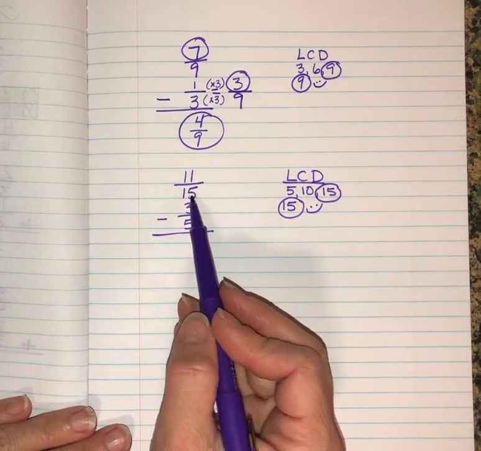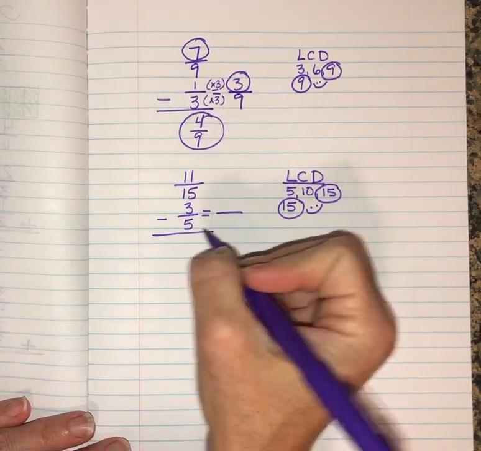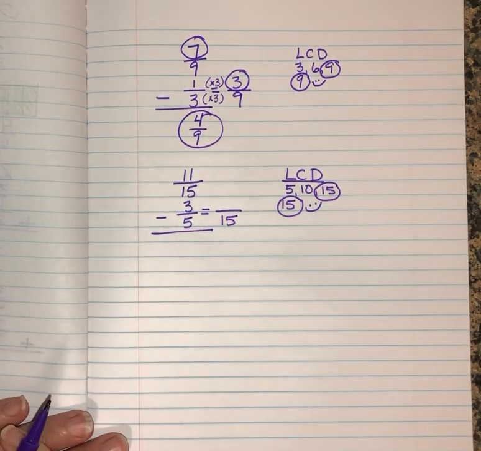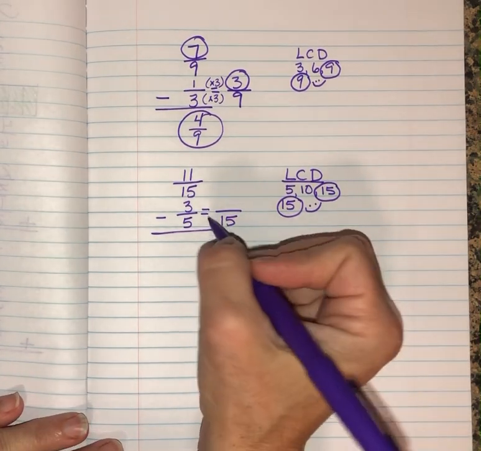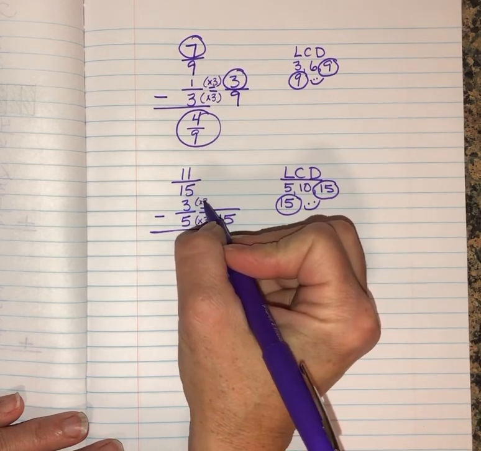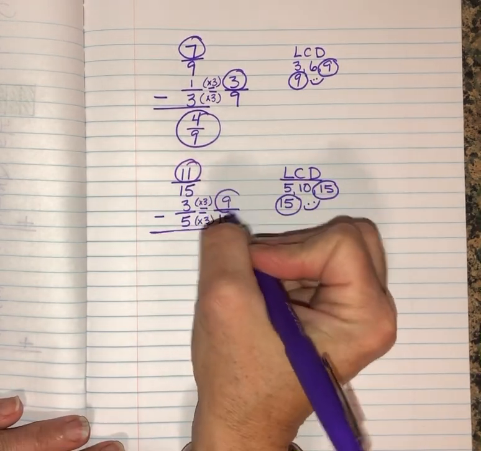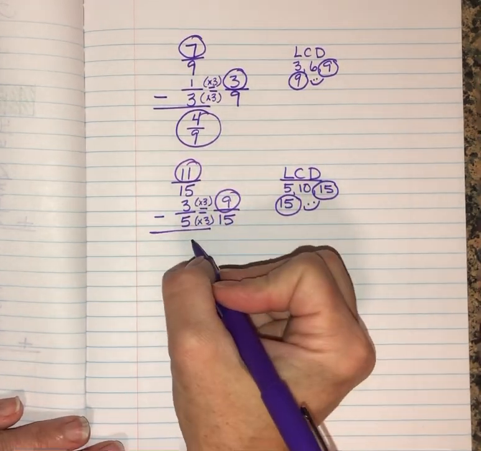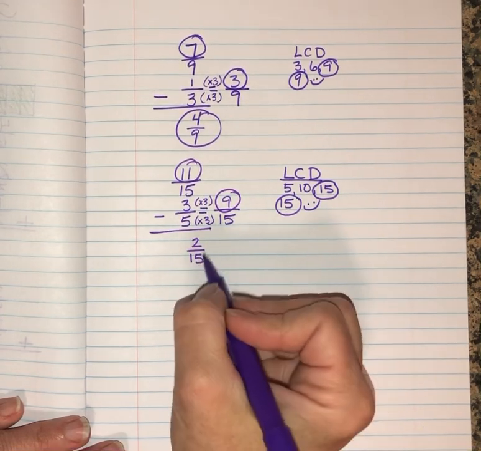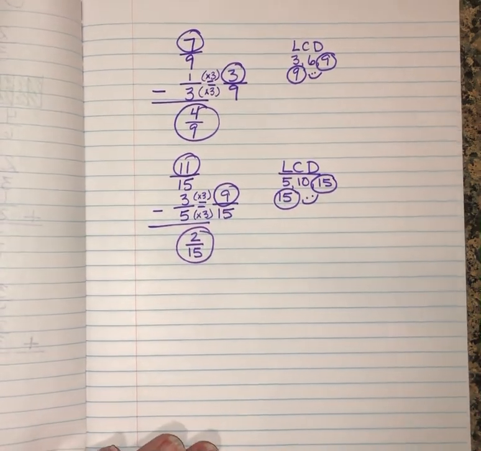So again, 11/15, he's cool. I don't need to change anything about him, but this 3/5 has to dress up as a 15th to come to my fraction party. 5 times 3 is 15. 3 times 3 is 9. Now, all I have to do is 11 minus 9, and I have 2/15. Can I simplify? No. These guys have nothing in common, and I'm totally done.